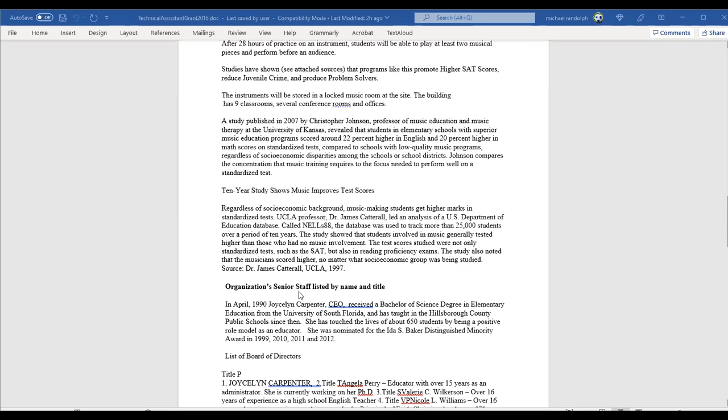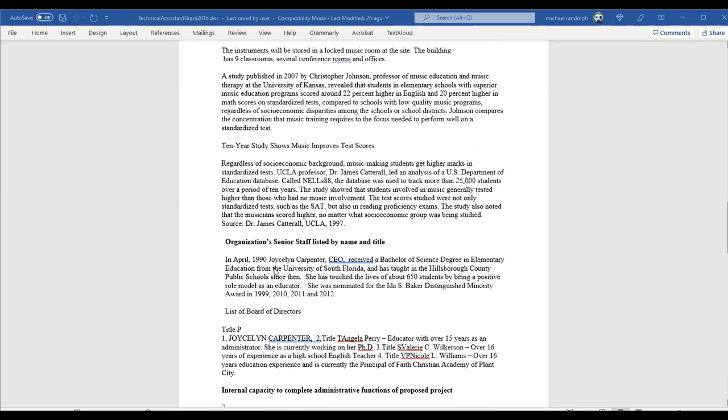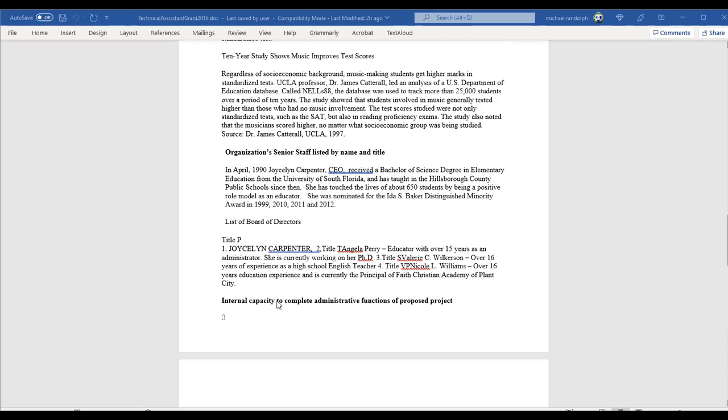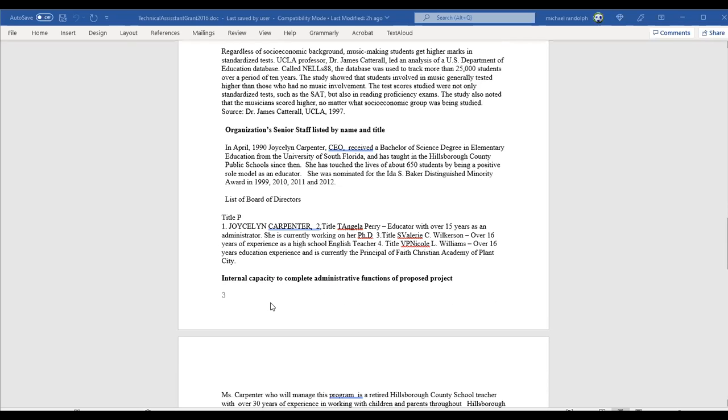Okay. Then we continue on. This way you begin, they're going to be asking questions like about the organization's staff. That's where you put in the staff, volunteers, or whatever the case might be, job titles. This is an actual proposal that was submitted to the Hillsborough County Children's Board.